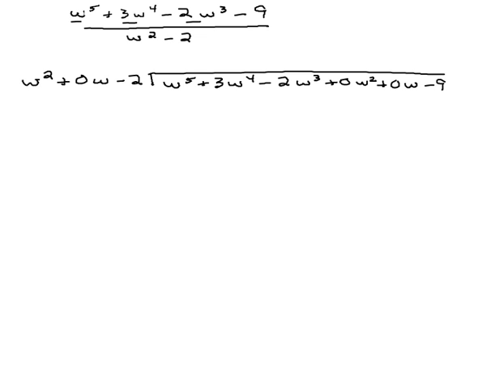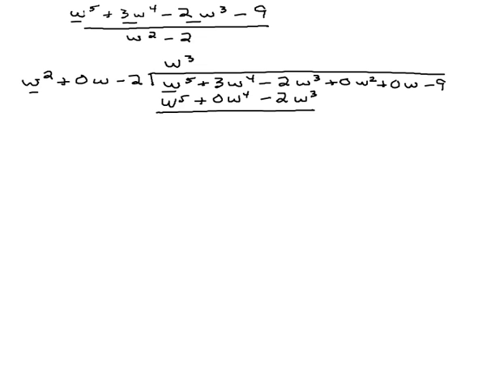So now, once we've done that, it's the exact same process again. We ask, what do I have to multiply w squared by to get w to the fifth power? The answer to that is w cubed. So we multiply w cubed times w squared. We get w to the fifth power, which is what we wanted. Then we multiply w cubed times 0w. That's 0w to the fourth. It's just basically a placeholder. And then w cubed times negative 2 is negative 2w cubed.